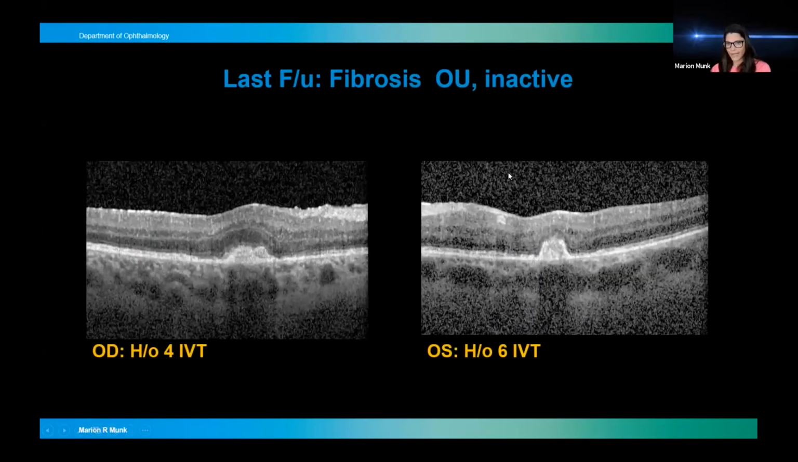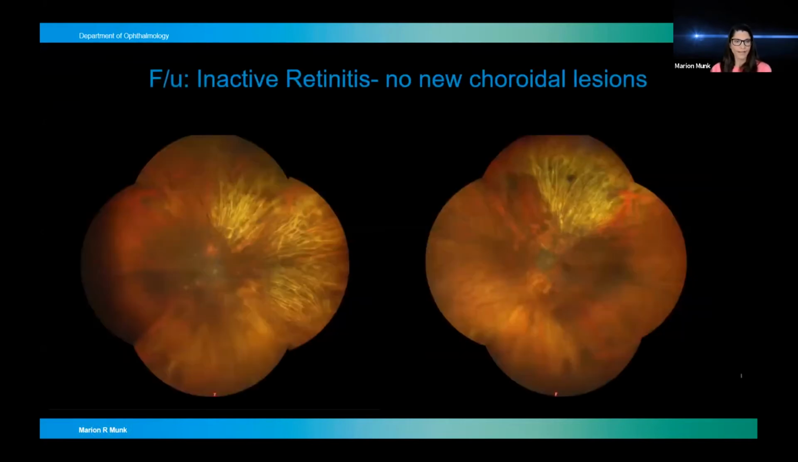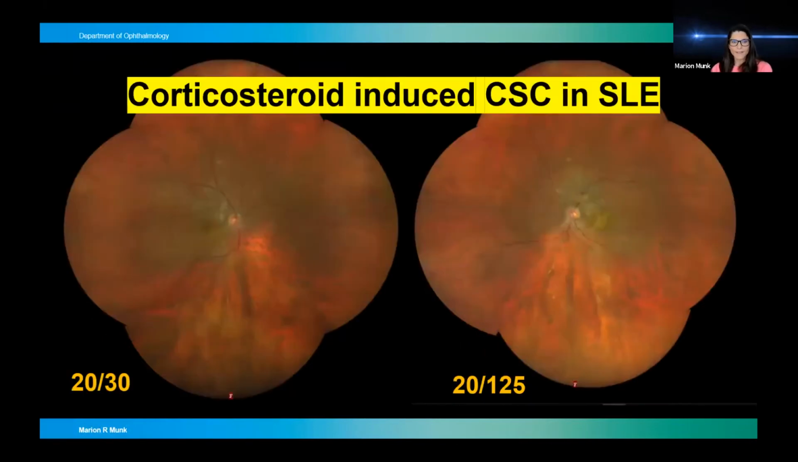This is then how it looked after several treatments, and of course under ganciclovir and under intravitreal foscarnet, and the retinitis was stable as well. Another case I would like to share with you in order to convince you that OCTA is usable, and here in many cases superior to fluorescein angiography and ICG, is a case with corticosteroid-induced central serous in lupus erythematosus. So this is how the color fundus pictures look in this case.